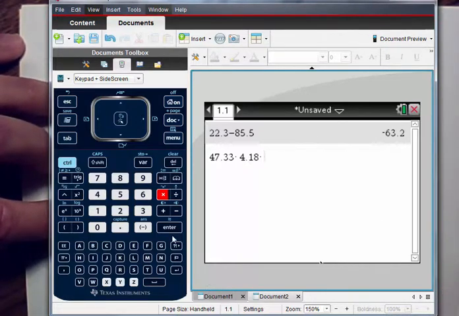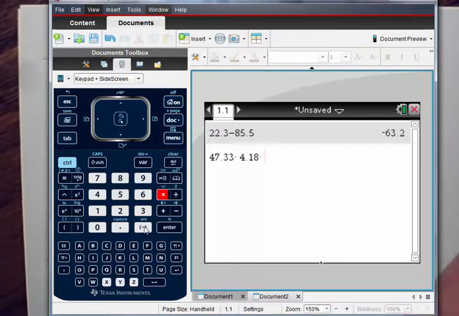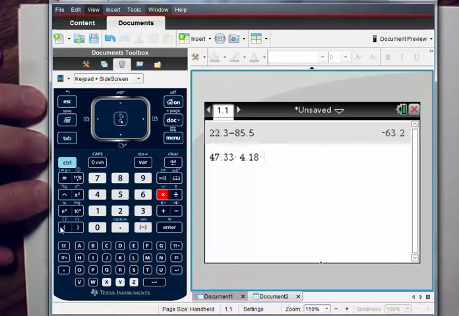Now we need to make sure we use the right negative here. This negative right here means subtract. This negative means change of sign. Different calculators have different symbols for change of sign. I'll show you a couple of those in just a minute. Let me do the math first here.